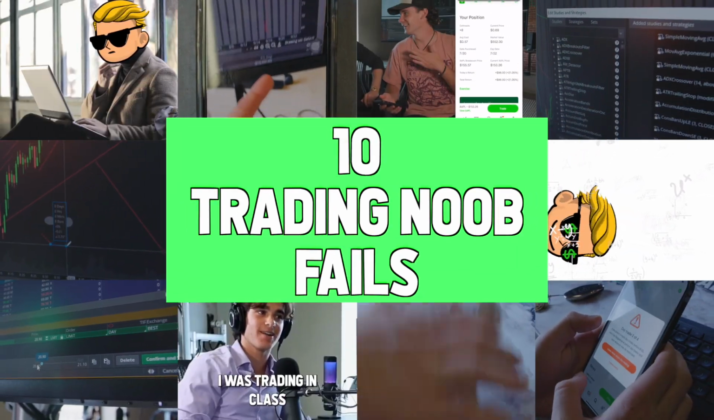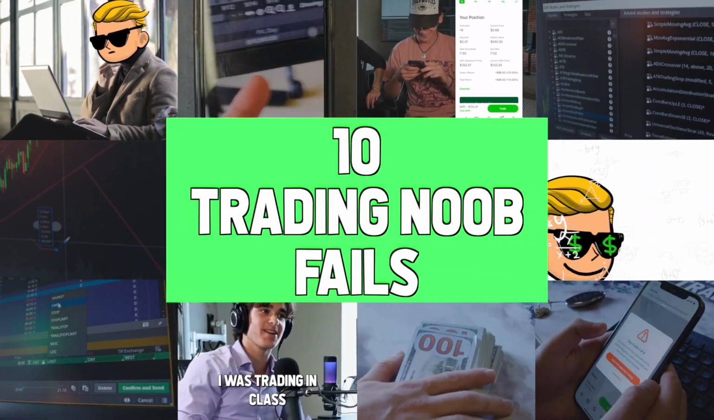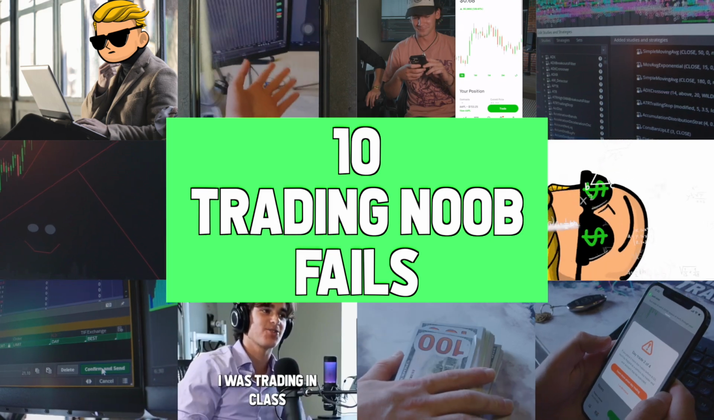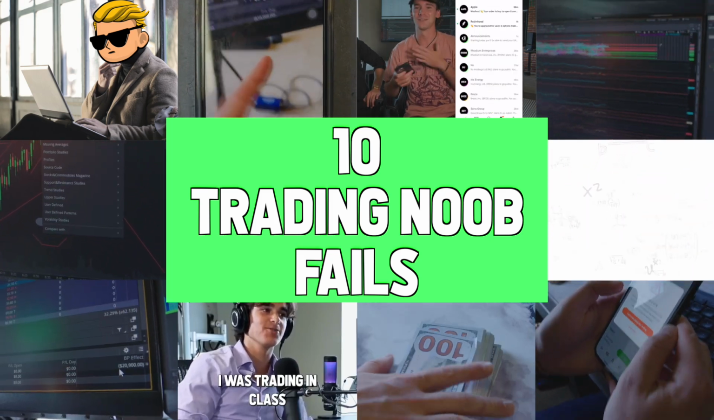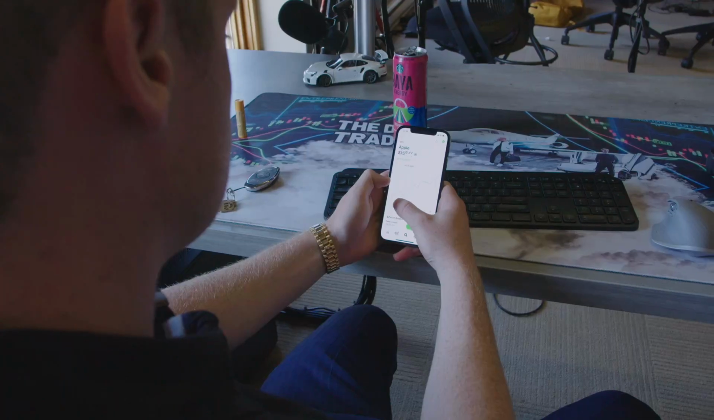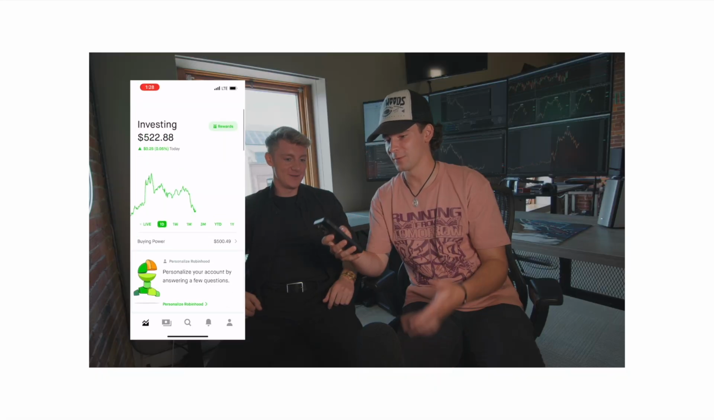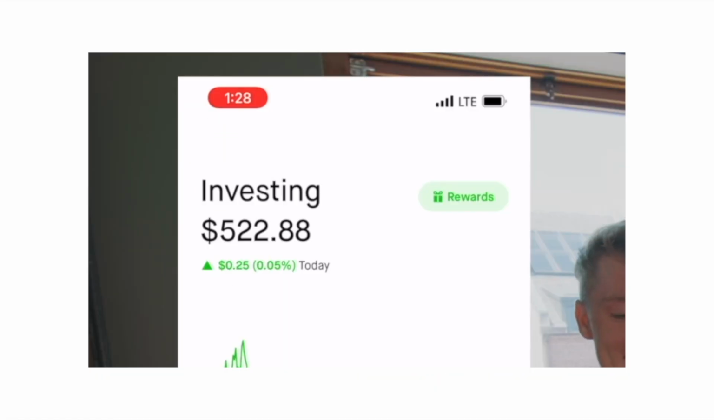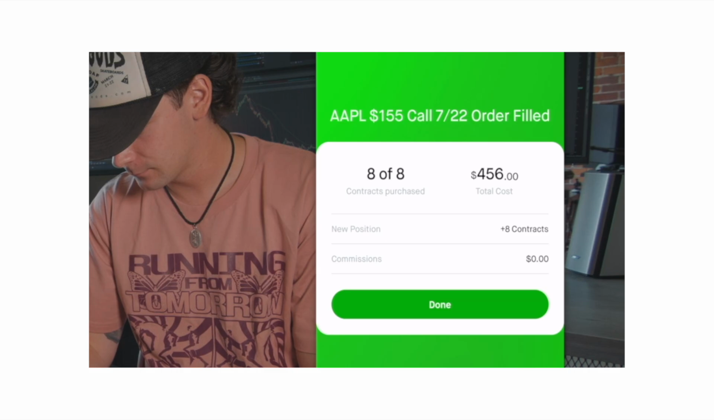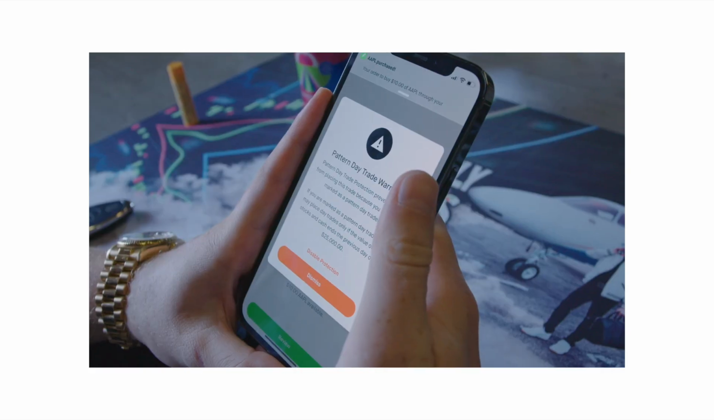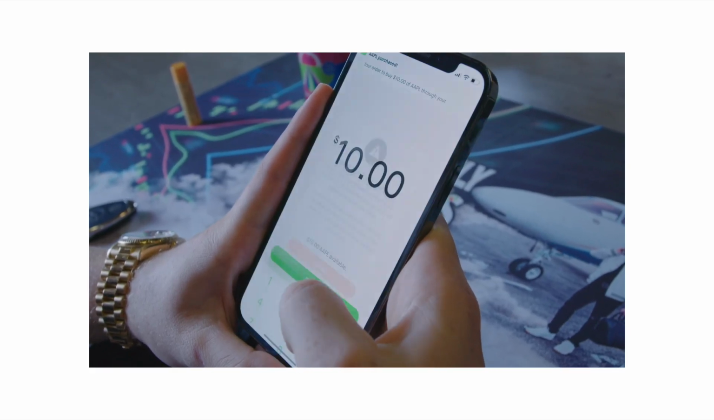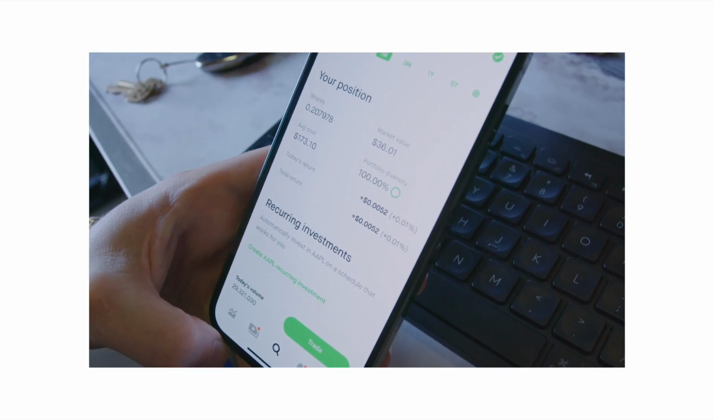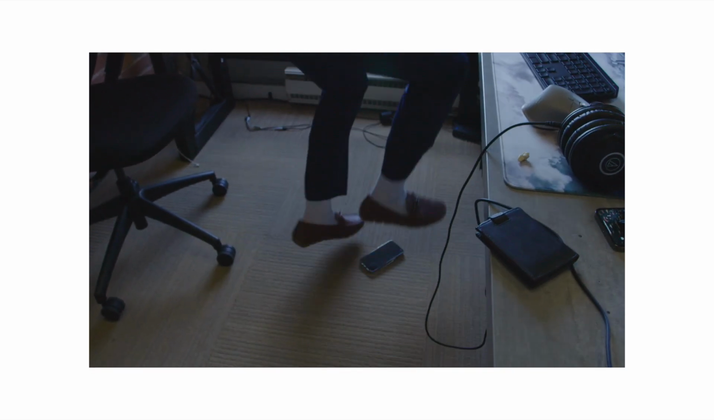Do you remember when you first started learning how to trade? Here's some of the noob mistakes to avoid when you first start trading. Trading on Robinhood. We've all been there. You deposit $500 into a Robinhood account and YOLO some next day expiration option contracts with no idea what you're doing. But it doesn't even matter because at the end of the day, you'll still get a fill.